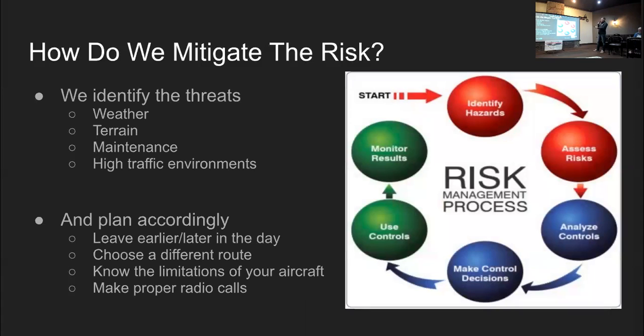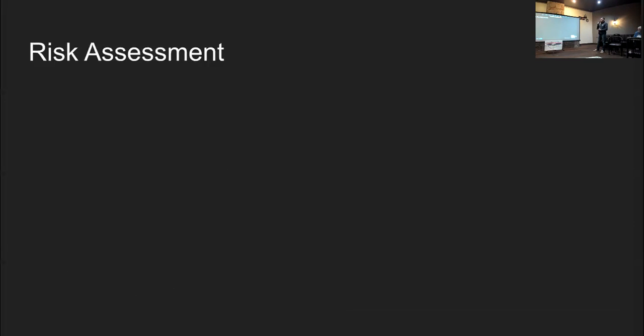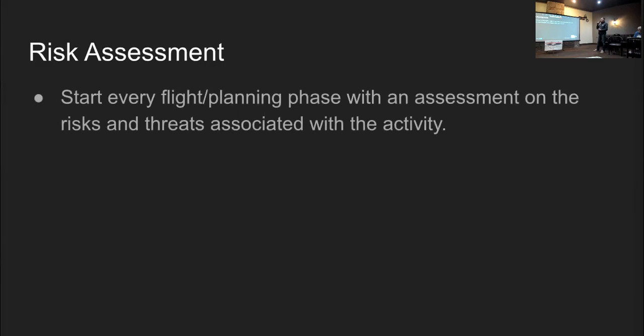So this here is just an easy to read little flow diagram on the risk management process. Again, just kind of highlighting the things we talked about: identifying hazards, assessing that risk, and moving forward. So what do we do with that information? Once we've identified the threats and come up with a plan, we want to assess whether or not it's going to be safe for us to move forward. So start every flight planning phase with an assessment of the risks and threats associated with the activity.